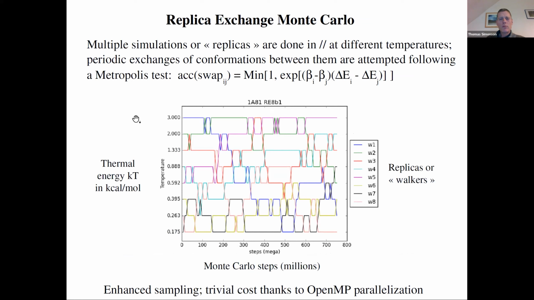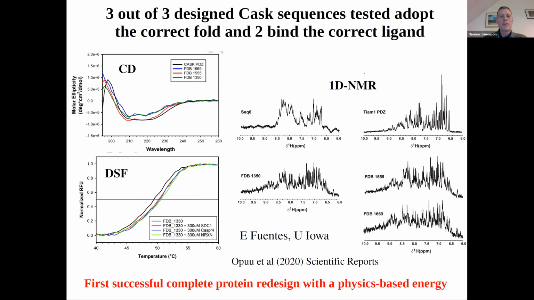We don't usually do plain Monte Carlo. We usually do replica exchange Monte Carlo. So we've got a bunch of replicas, 4, 8, maybe as many as 16. And this is a simulation time course where you've got 8 replicas at these different temperatures, which are in kT units. Occasionally they swap conformations, or alternatively, they swap temperatures. So you can see a replica going up and down the temperature line. And this is very efficient if you make the effort to install OpenMP on your desktop machines.